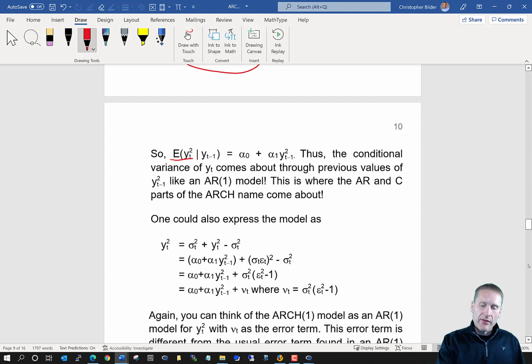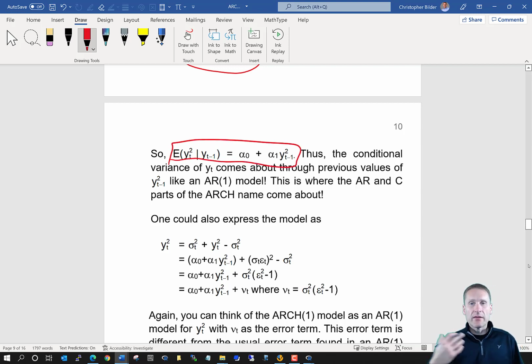So another way to think of our expected value of y sub t squared given y sub t minus 1 is as equal to what we were representing before, this linear combination of the alphas with the y sub t minus 1 squared. So this gives you some information too about where other parts of this name come from. The autoregressive part comes from the fact that I have a y sub t squared there and a y sub t minus 1 squared there, so that's where the AR part comes in. The C comes in because of the conditional part of how I was representing all that.